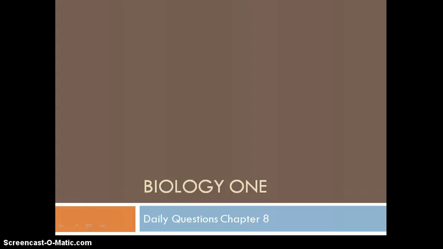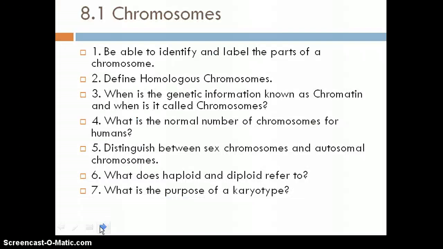Hello class. Today we're going to review chapter 8, which includes mitosis and meiosis cell division. So we're going to go through some of these questions here. First, be able to identify and label the parts of a chromosome.